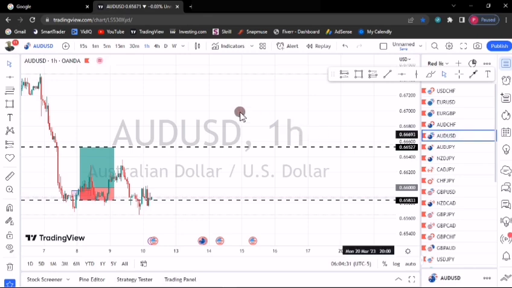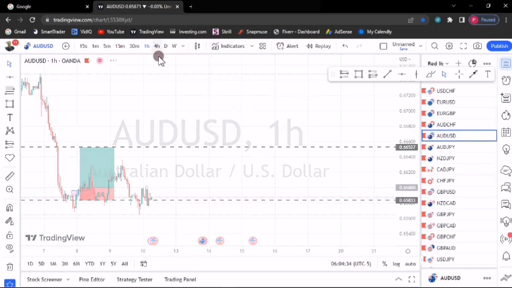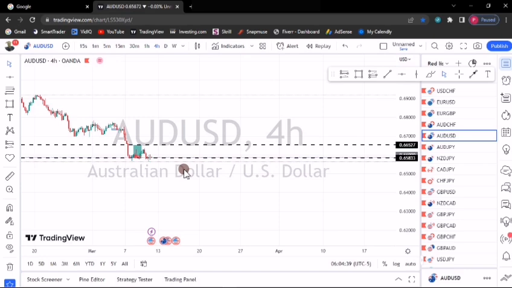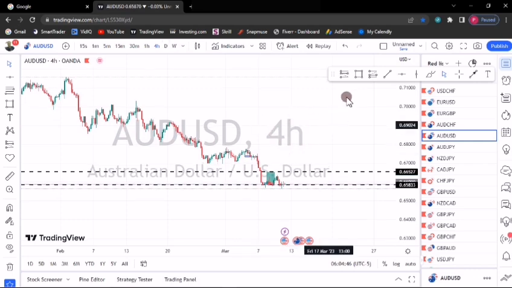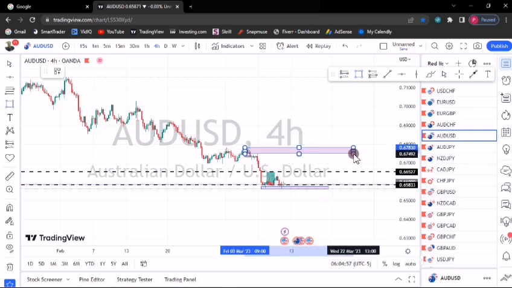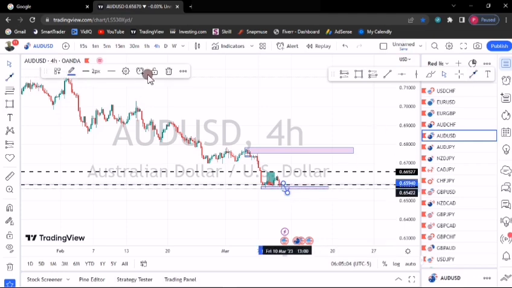Okay, moving on to AUDUSD, starting from the 4-hour time frame. Downtrend, you mark the lowest point, and that lowest point began right there. So if price will close below this, I'll take a sell.